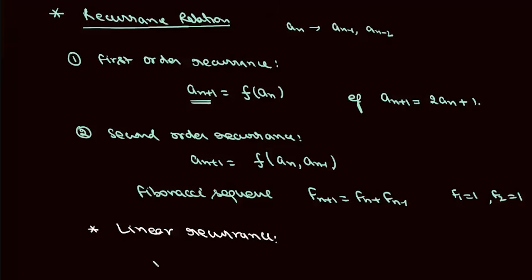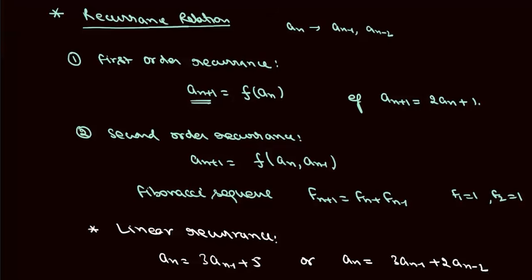So a recurrence is linear when the previous term appears only to the first power and not multiplied together. Say for example, a_n is 3a_(n-1) plus 5, or a_n is 3a_(n-1) plus 2a_(n-2). So all these are linear recurrences.